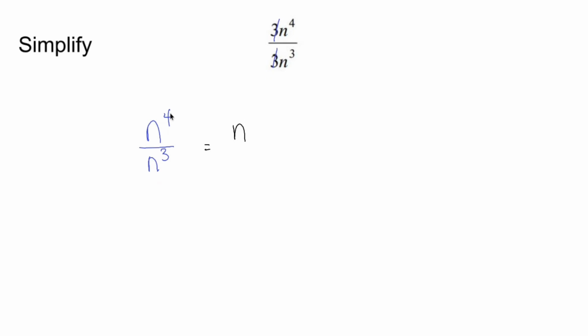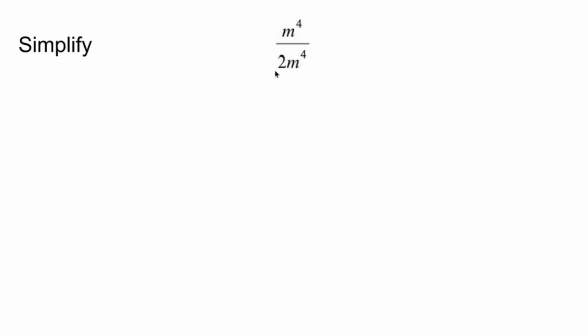And when you're dividing terms of the same base, once you figure that out, subtract the exponents. 4 minus 3 is 1. So we end up with n to the 1st over 1, which looks just sloppy. So n to the 1st is just regular n, over 1 is unnecessary, so you end up with just n.